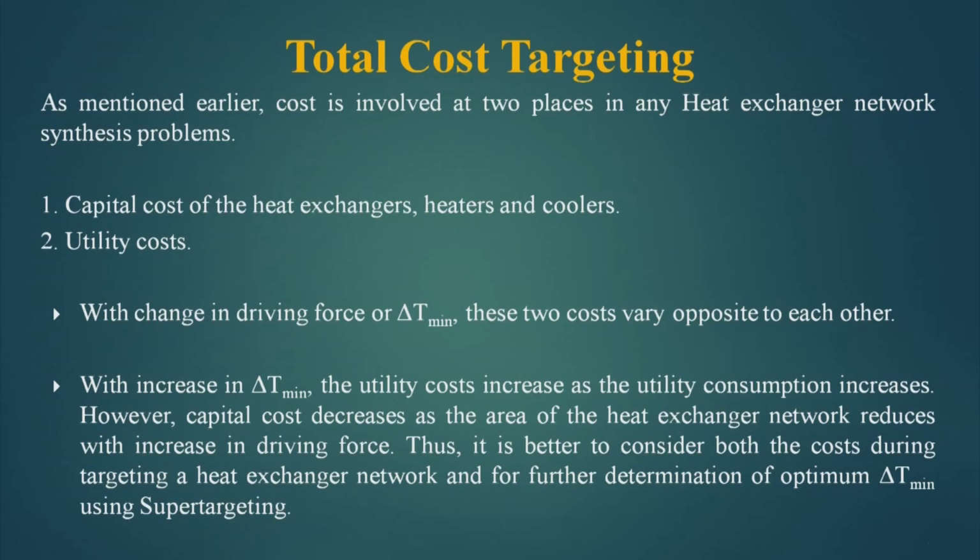With increase in delta T minimum, the utility cost increases as the utility consumption increases. This we have already seen in energy targeting, that if I increase delta T minimum, the amount of hot utilities as well as cold utilities will increase, and hence the utility consumption will increase. However, the capital cost decreases as the area of the heat exchanger network will decrease due to the increase in driving force.